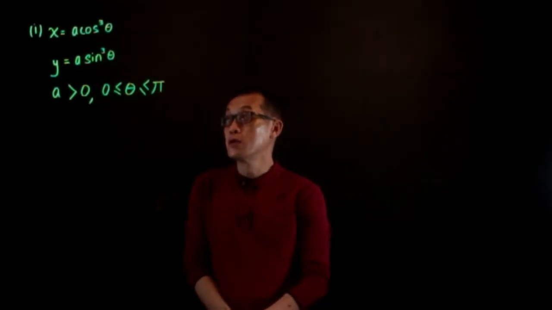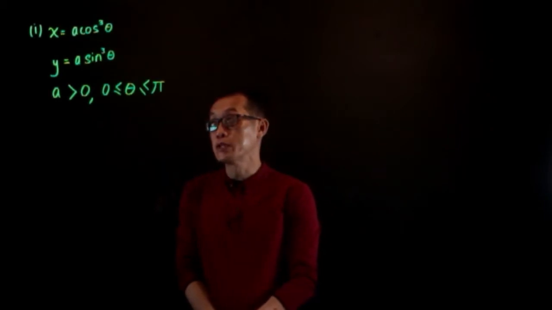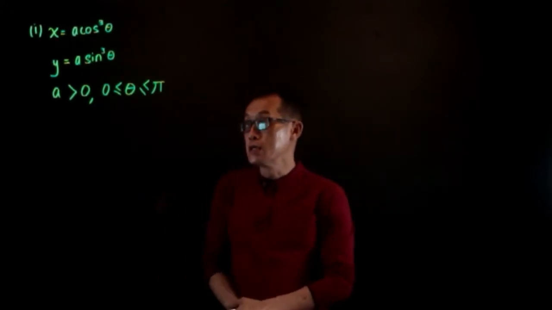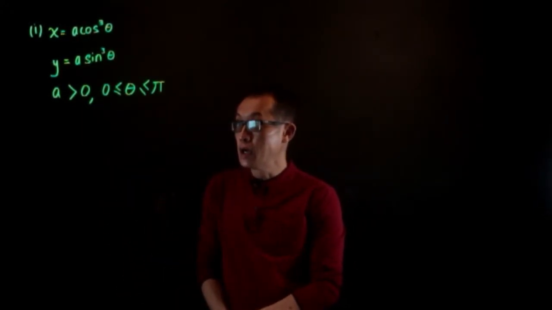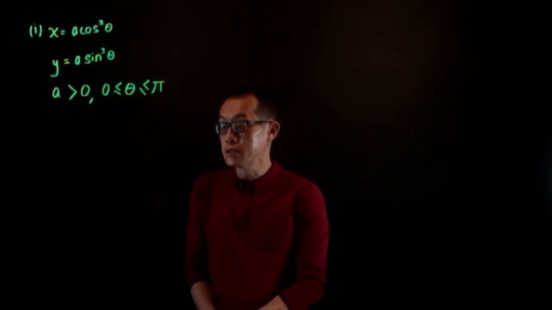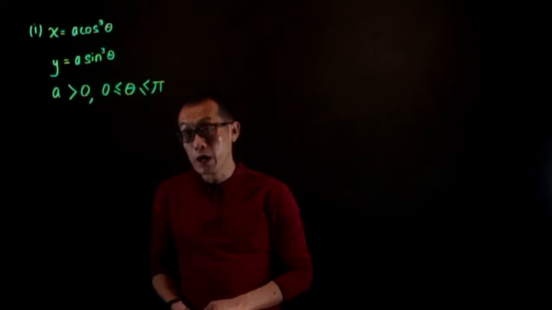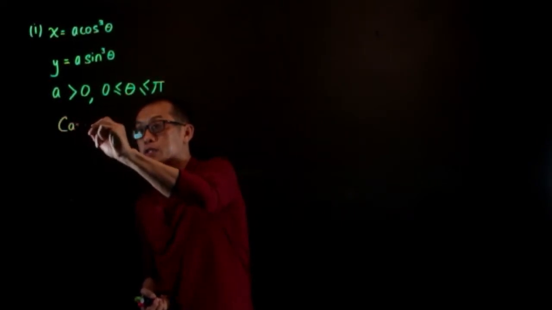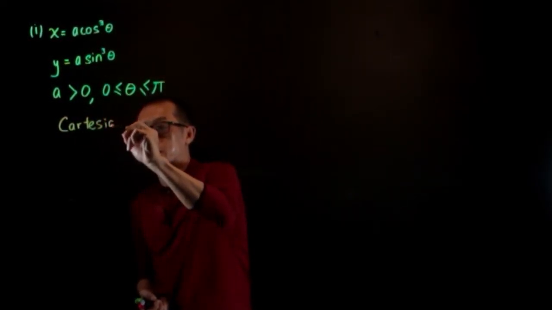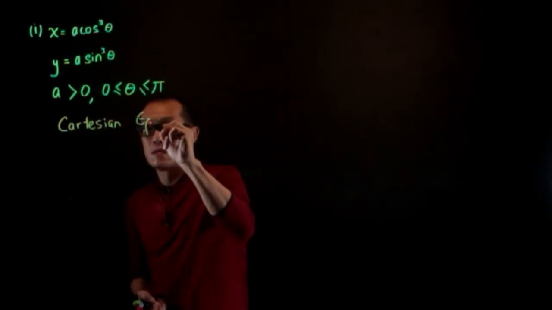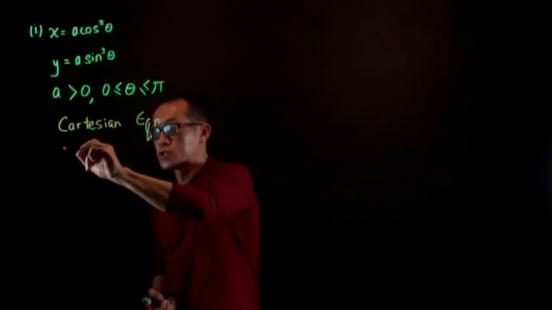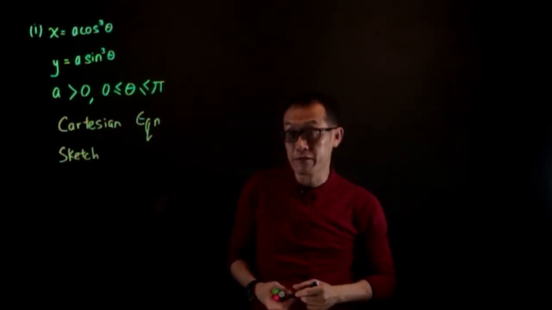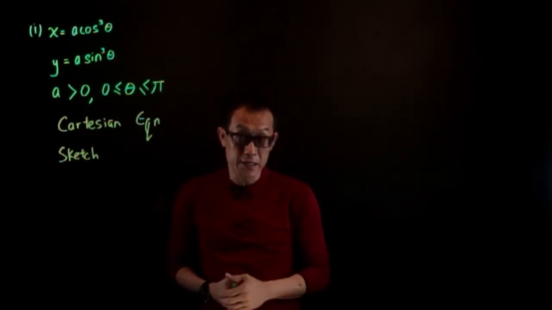You are given a parametric equation, x equals a cos cubed theta and y equals a sine cubed theta, such that a is greater than 0 and theta is between 0 and pi. Now you are asked to express this in the form of a Cartesian equation, and also to sketch the graph. In fact, they ask you to sketch the graph first and then express it in Cartesian form.